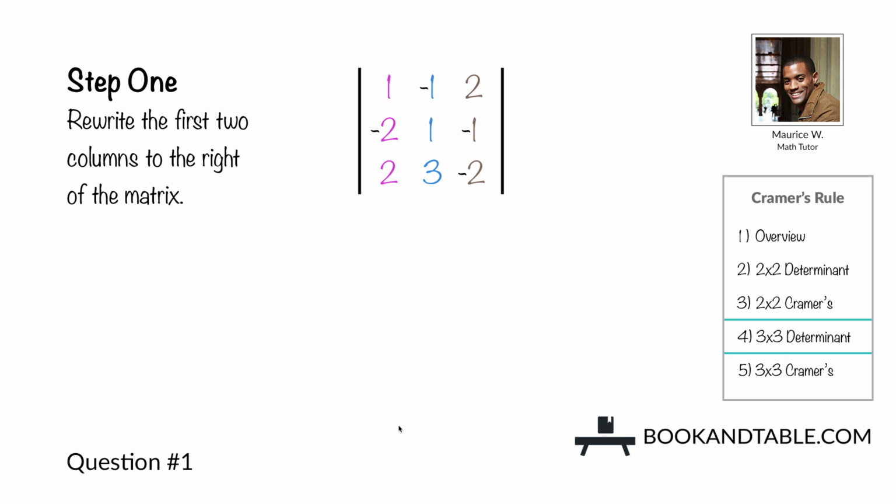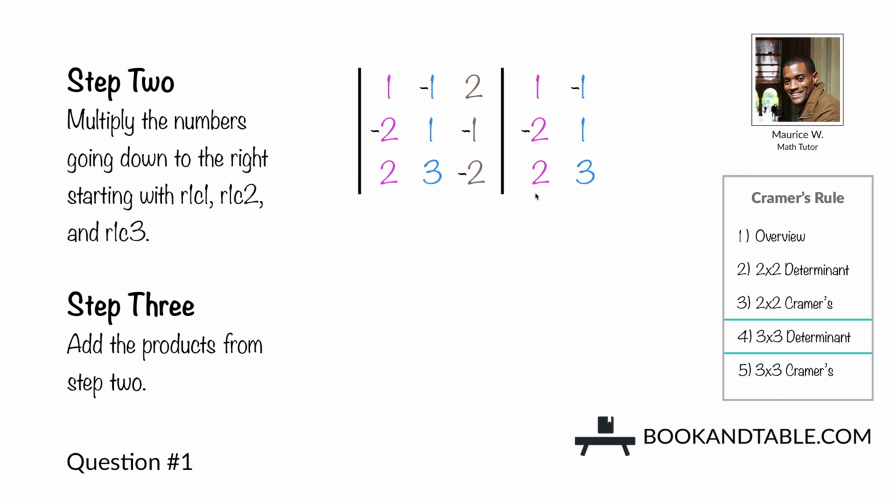Question number 1, step 1, rewrite the first two columns to the right of the matrix. So we take columns 1 and 2, and we rewrite both to the right of our third column. So we place them here. And now step 2, multiply the numbers going down to the right, starting with R1, C1. And then we want to add the products. So we have 1 times negative 2. It's positive in front. And now we go to R1, C2.